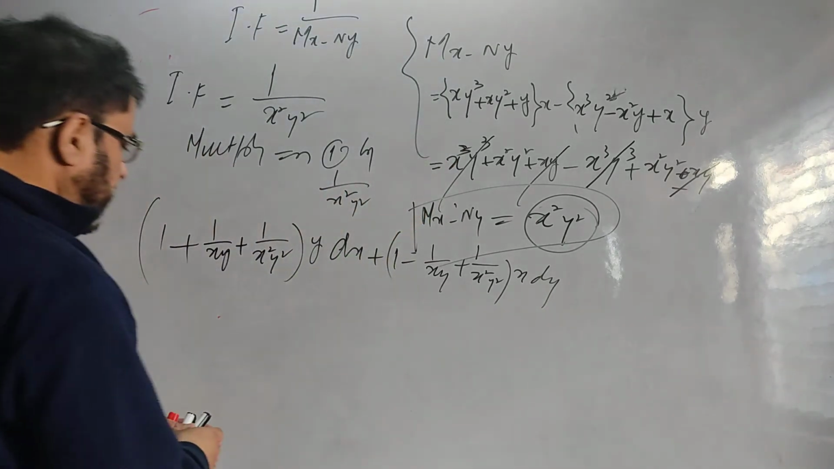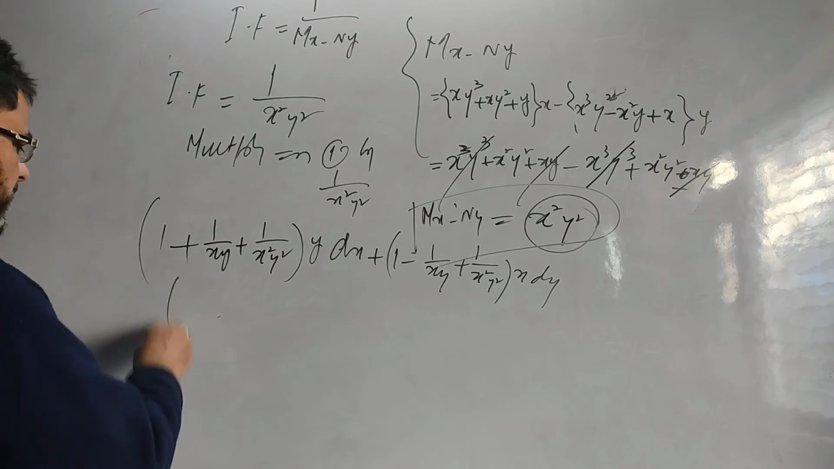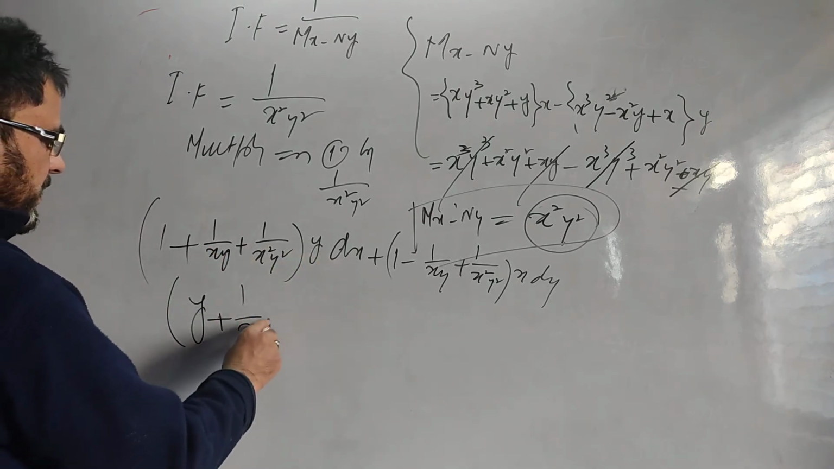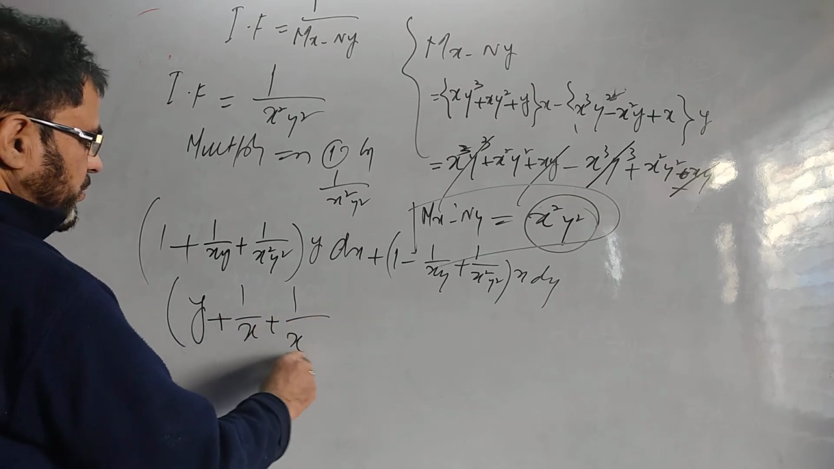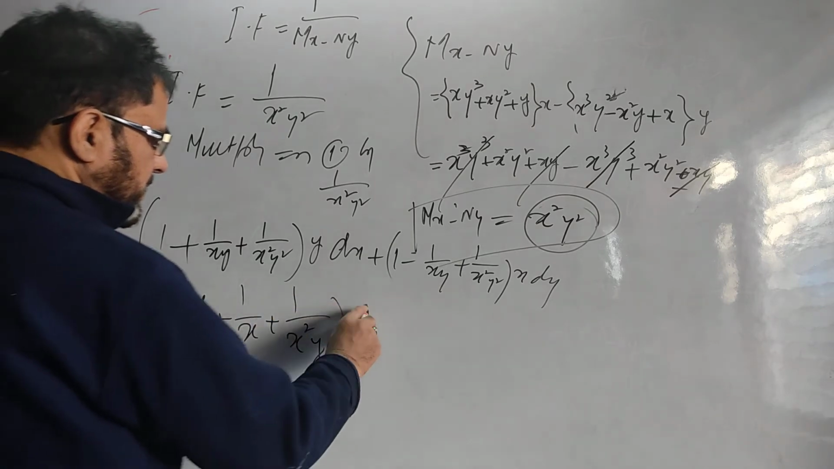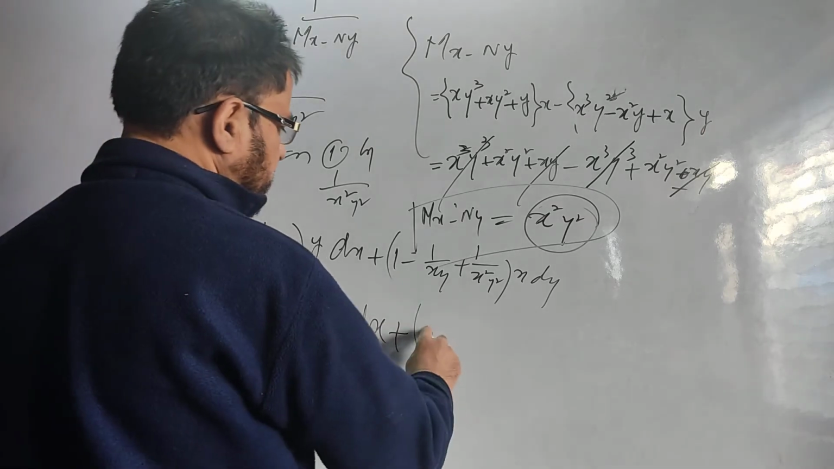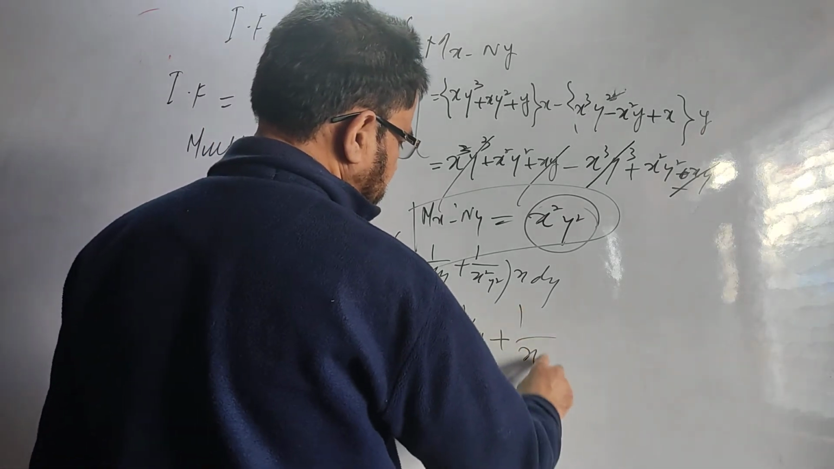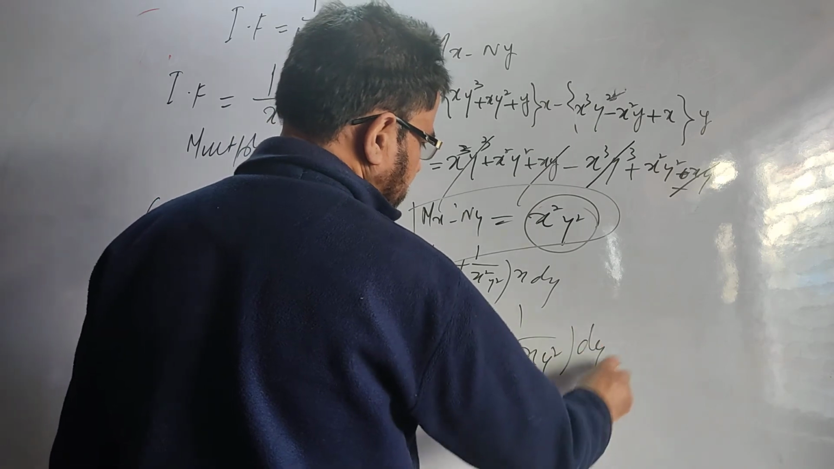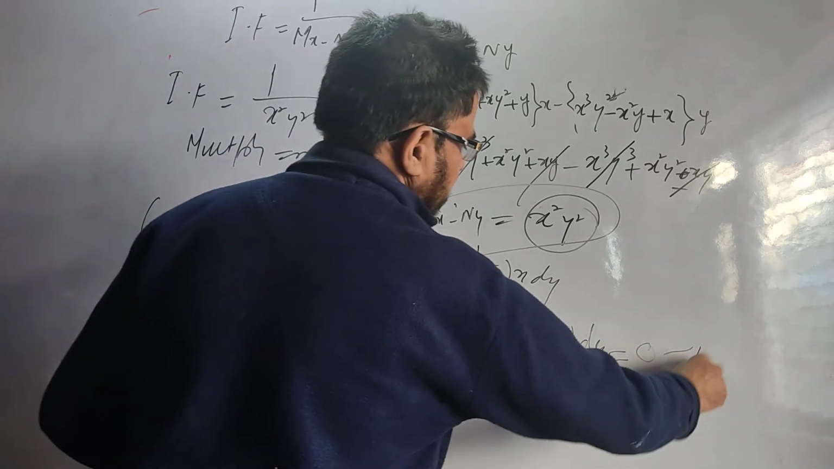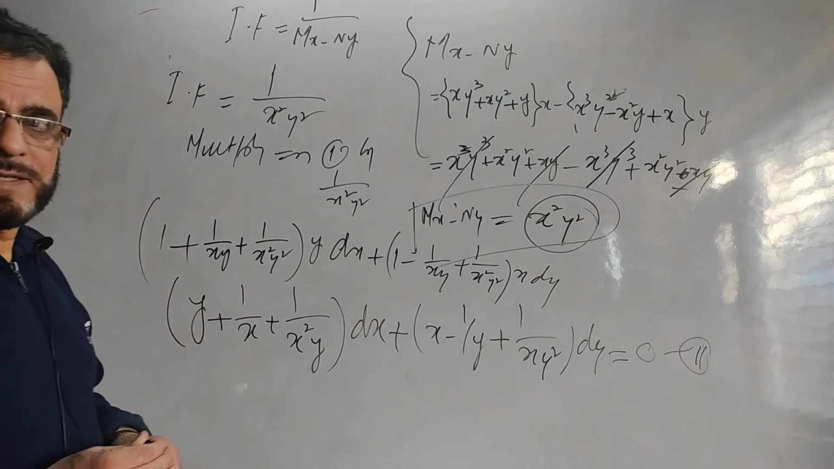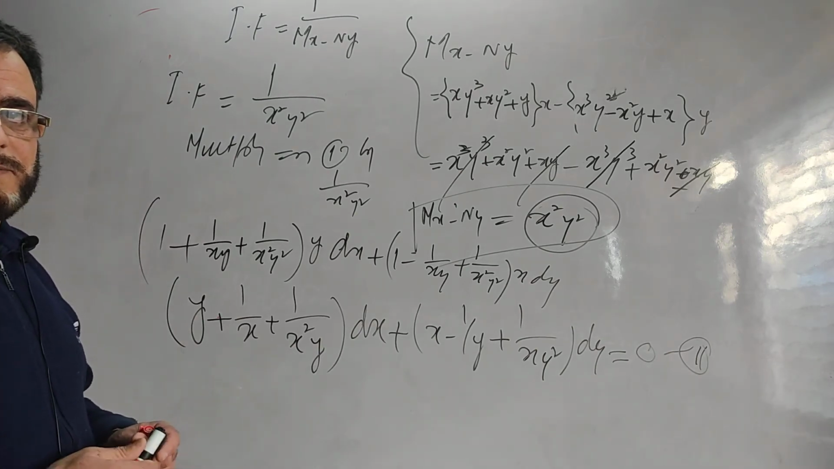Let us see what happens. It is y plus 1 by x plus 1 by x square y dx, plus x minus 1 by y plus 1 by xy square dy is equal to 0. This is equation second, by multiplying this by the integrating factor. Now we have to see, is it exact?